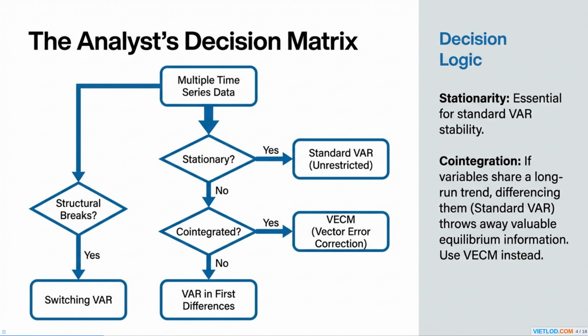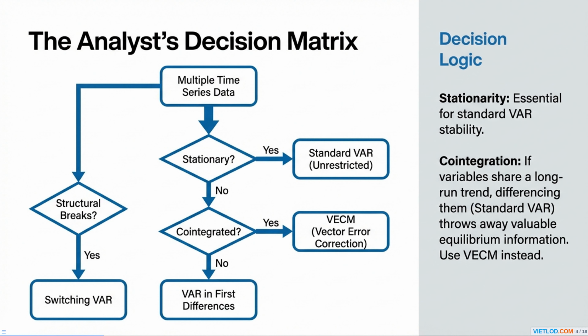This decision matrix provides a clear roadmap for selecting the appropriate time series model when working with multiple time series data. The first critical question to address is whether your data is stationary. As the decision logic highlights, stationarity is essential for the stability of a standard vector autoregression, or VAR, model. If your data is indeed stationary, you can proceed with a standard VAR, unrestricted model.